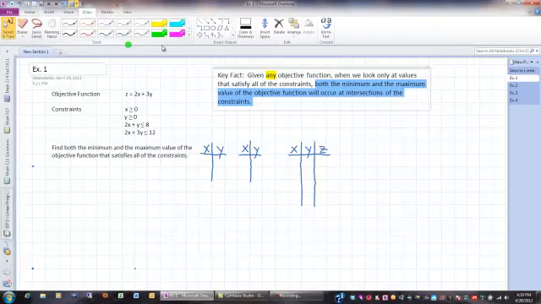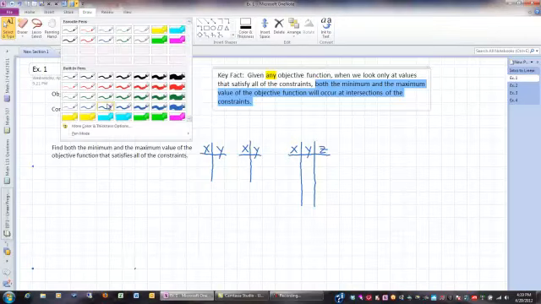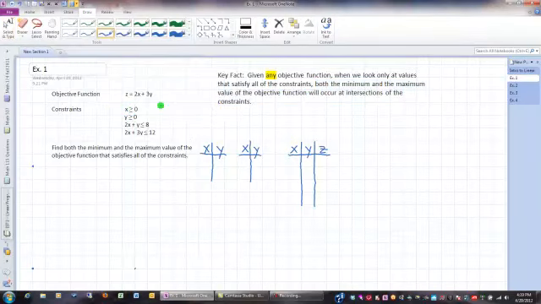Now, the first step is to graph the constraints. So, in this problem, we have our first two constraints here. x is greater than or equal to 0, y is greater than or equal to 0. You have those in every problem. The variables involved are all greater than or equal to 0. And then we have two additional constraints in this one. So let's start off by graphing them.